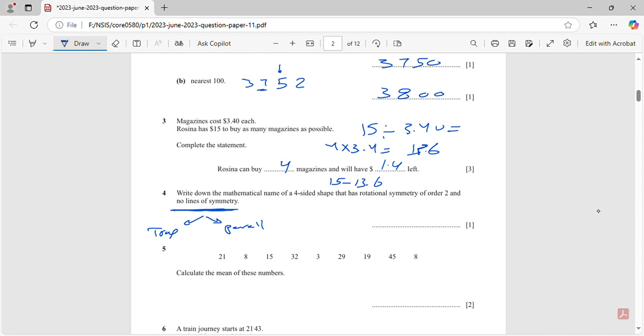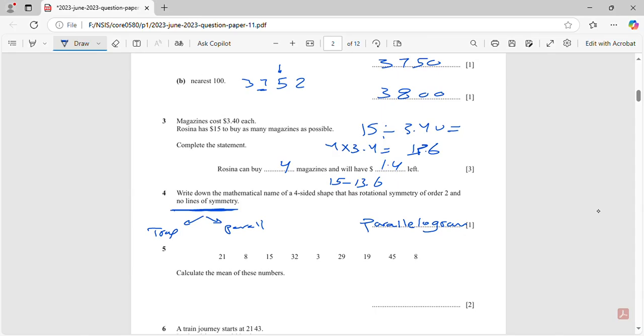Rotational symmetry, we know that if we turn the shape through 360 degrees, we figure out how many times it will look the same as when we started. So the only one which has no line of symmetry but has rotational symmetry of order 2 is the parallelogram. Okay.